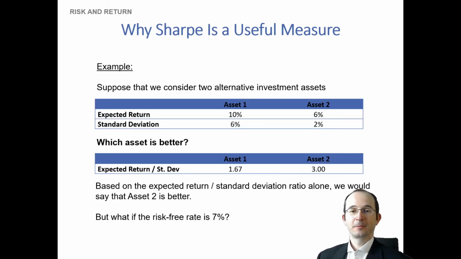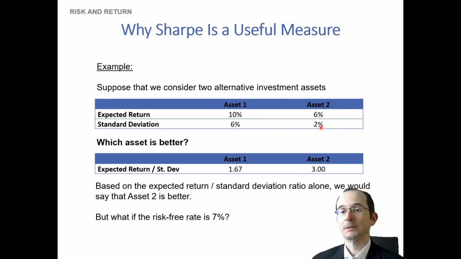The other important thing that we can get out of the Sharpe ratio is a comparison of risky assets one to another, done more or less properly, especially if all we care about is the expected return and the standard deviation of returns. Let's say that we've got two assets. One has an expected return and standard deviation like so, and another like so. So we ask ourselves, which asset is better?